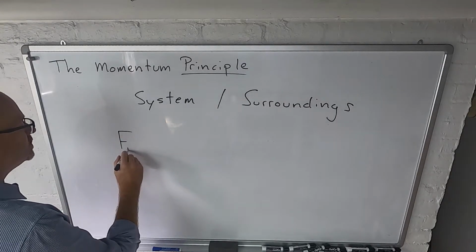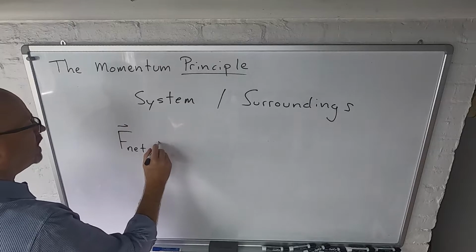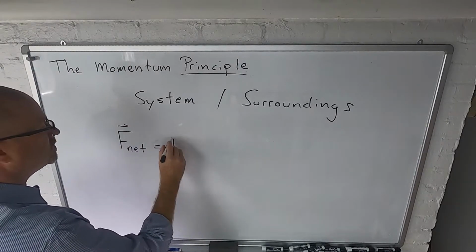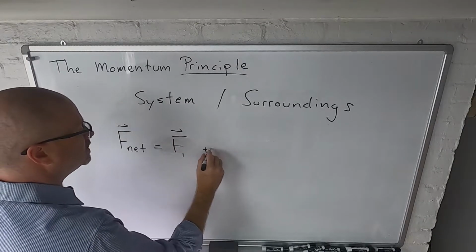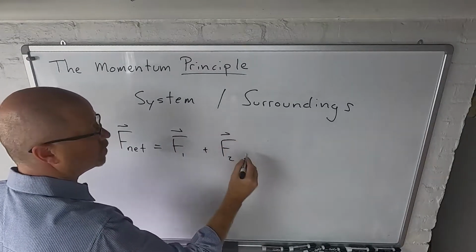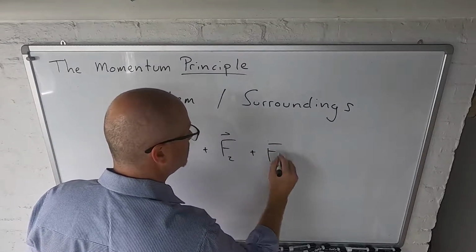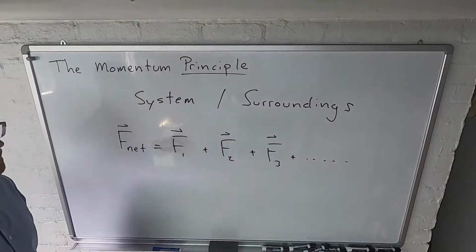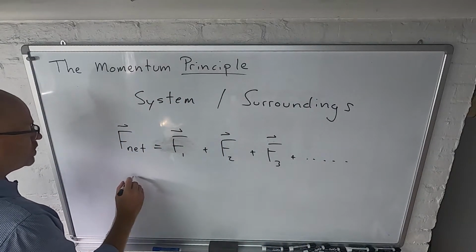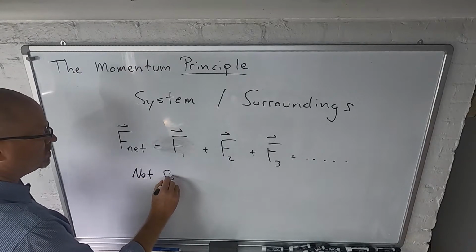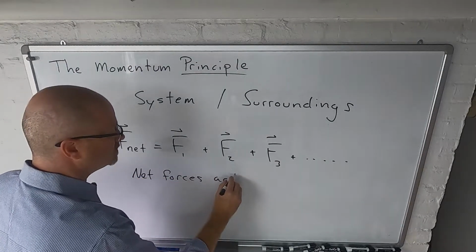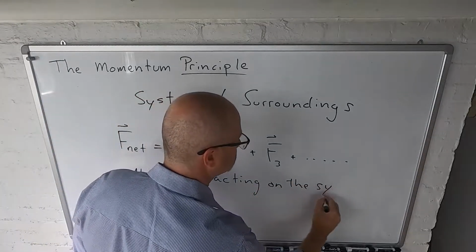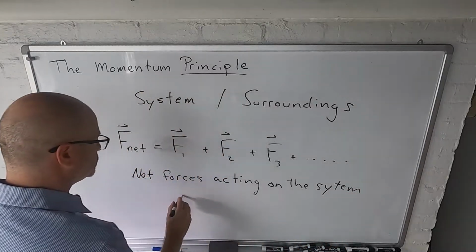F net we can define as all of the forces, all of the vector forces, F1 plus F2, I don't know what these are yet, F3, any set of forces that might be acting on my system. So net force acting on the system due to surroundings.